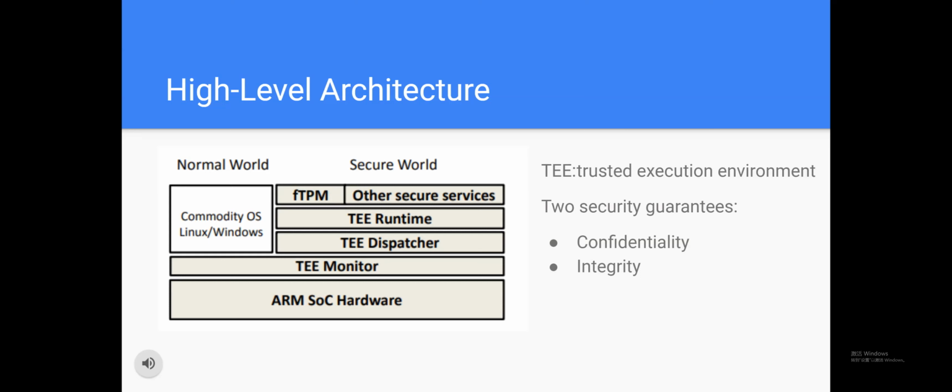With shielded execution, the TEE offers two security guarantees: confidentiality and integrity. This means the whole execution of the fTPM is hidden from the rest of the system, and the operating system cannot affect the behavior of the fTPM.